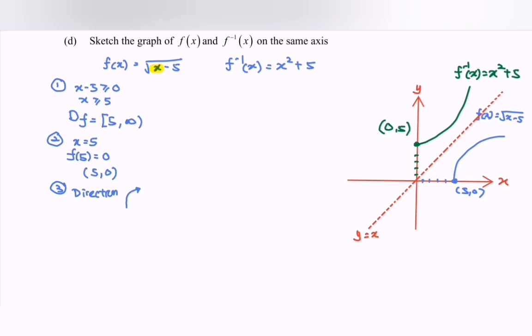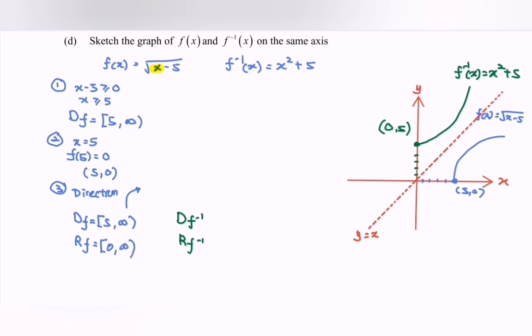Referring to the question, we have the domain for f and the range for f. Then we have the domain for f inverse and the range for f inverse. So kindly refer to the question. We have the domain for f, where we have 5 to infinity. As for the range, the minimum point would be 0 to infinity.